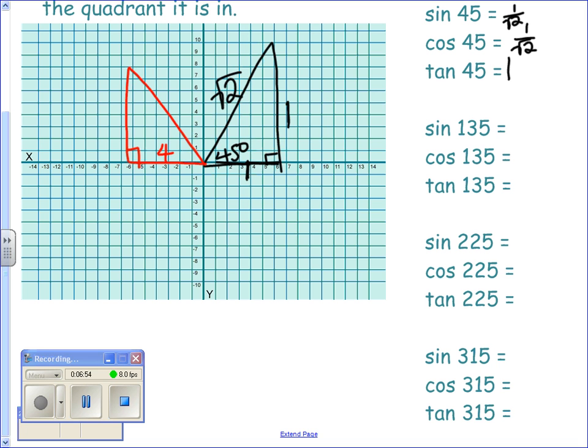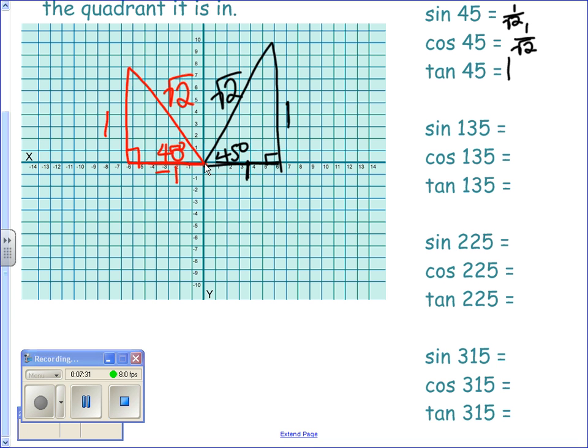135 puts it in the second quadrant. Does that make sense? What would the length here be? Negative 1. This one. Positive 1. What would the length of the hypotenuse be? Square root of 2. Why is this number right here negative? We went left. Okay. The y value is positive because we went up.